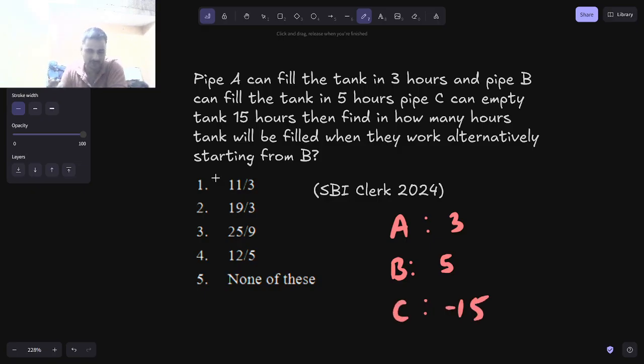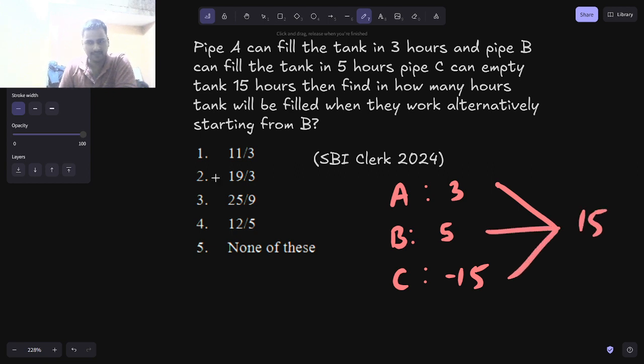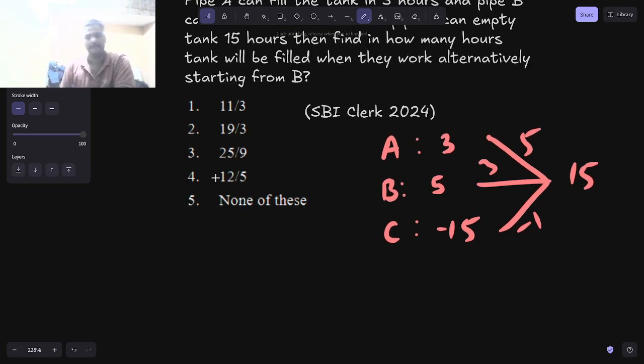Okay, it's doing negative work. So find in how many hours the tank will be filled, and they work alternately starting from B. It's an interesting one. Starting from B. Let's first find the total work. So 15, this is 5, 3, and this should be a negative efficiency. So 5, 3 and minus 1.